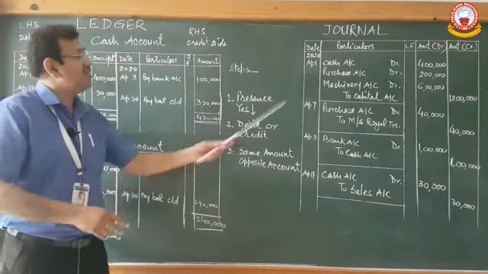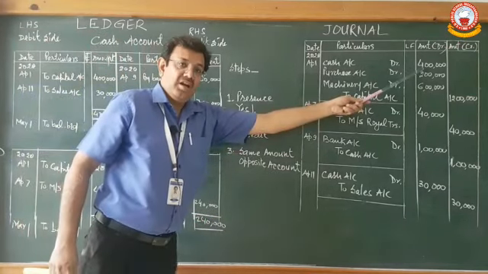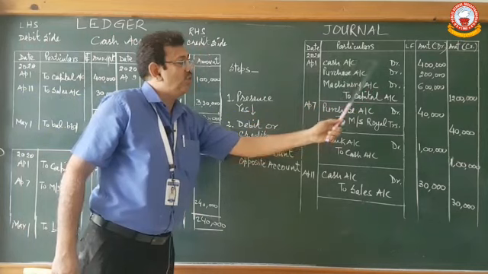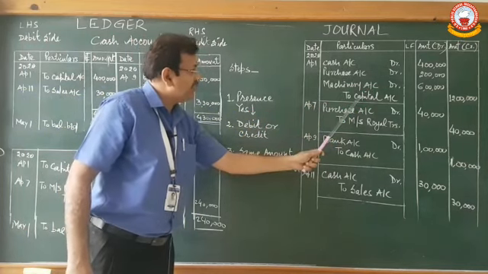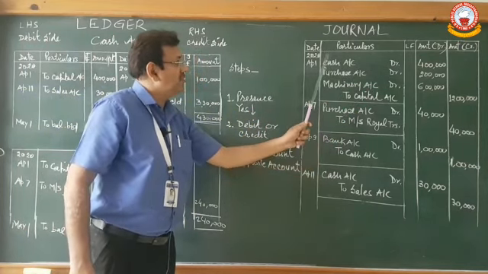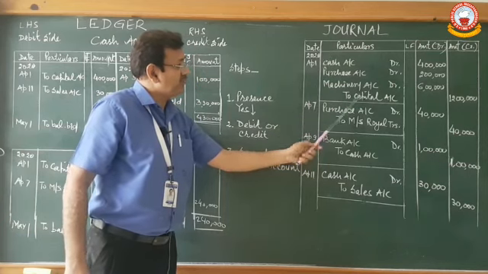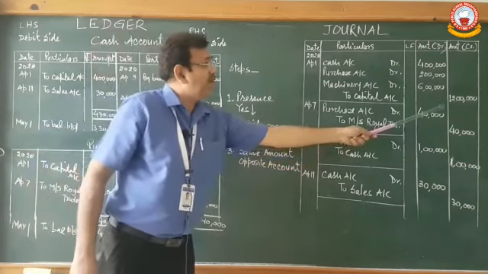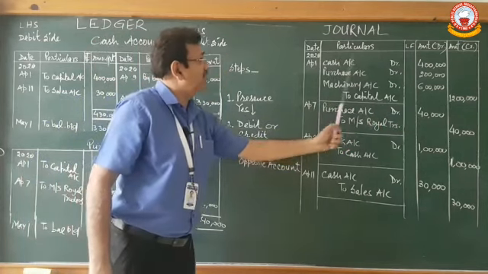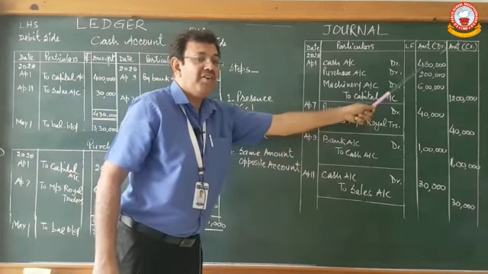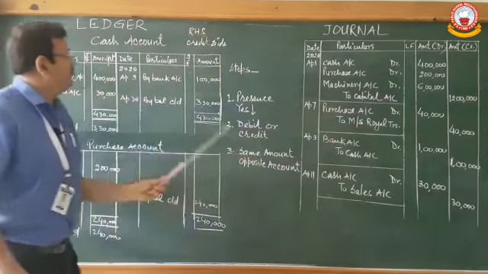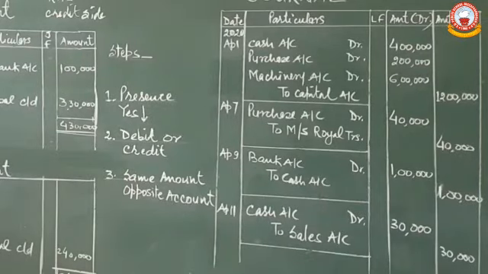Same amount here means the amount which is written in front of the cash account. So we have to write the opposite. Opposite is what is credited. So cash account is debit, and the opposite, which is credited, is capital account. We are not supposed to write the amount of 12 lakh in cash. We have to write the amount which is written in front of cash, 4 lakh. So we will write here same amount and opposite account.